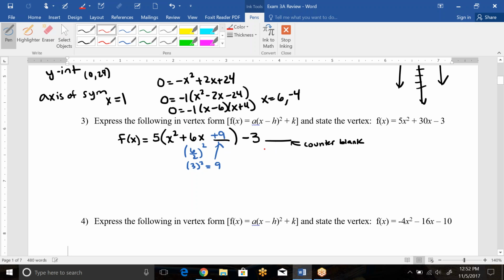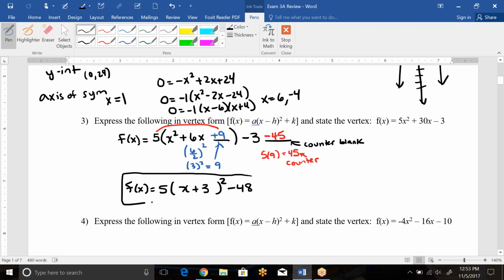But the counter is that we actually did 5 times 9, which is 45, because this number out front is timesing by that positive 9 in there if we were to redistribute. So the counter to this, we need to counter this, so we're going to put in negative 45. So what that ends up giving us is f of x equals 5. This should factor nicely into a binomial squared. It's always the number right before you squared it. So x plus 3 squared. And then we add those together, so that's negative 48. So that's my vertex form.